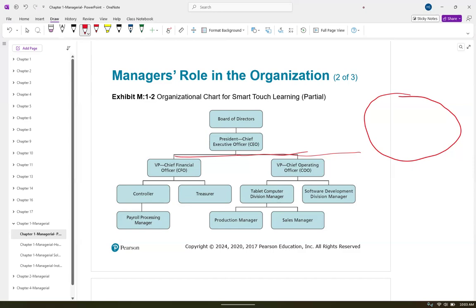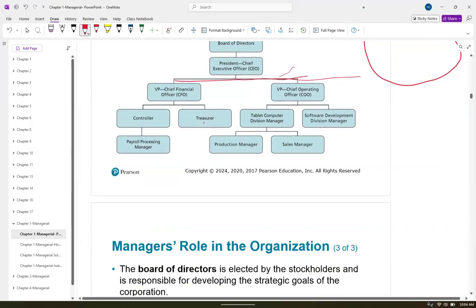Underneath the chief financial officer, we have the controller, the treasurer, and payroll processing. Okay. Then we have the chief operating officer, and this is the operations all the way down. They have the tablet computer division manager, software development division manager, production manager, and sales manager. Okay. So this is kind of more of the operations side.